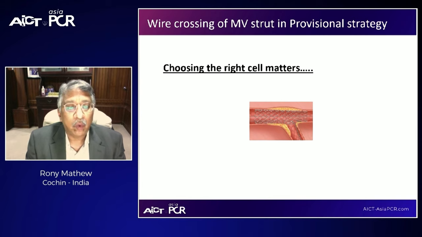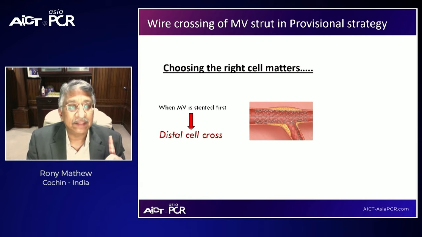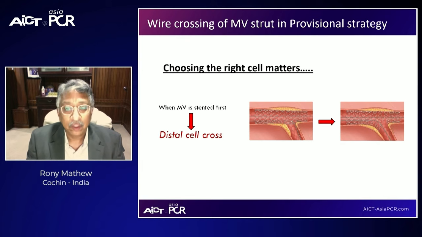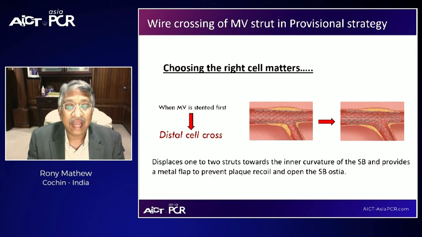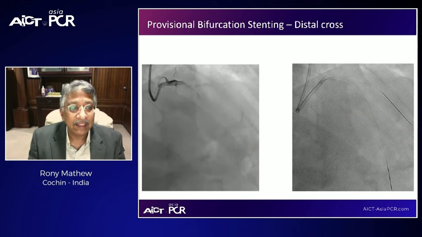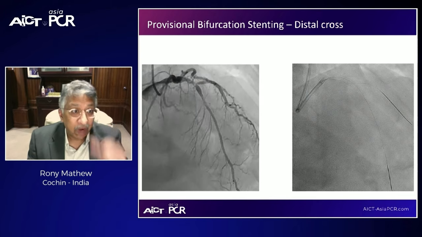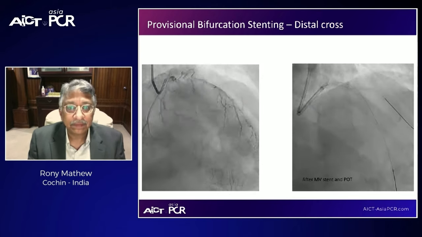Now, when you come to a wire cross in a provisional strategy, choosing the right cell matters, because you have to do a distal cell cross when you do a provisional. The reason you do a distal cell cross is because, as you see here, the stem strut gets pulled down to the side of the side branch and displaces two of these struts to the inner curvature and provides a metallic flap. Let us see this example of a Medina 111.